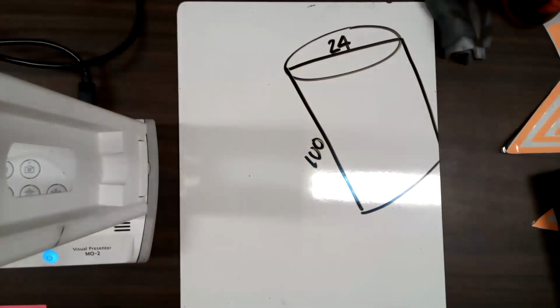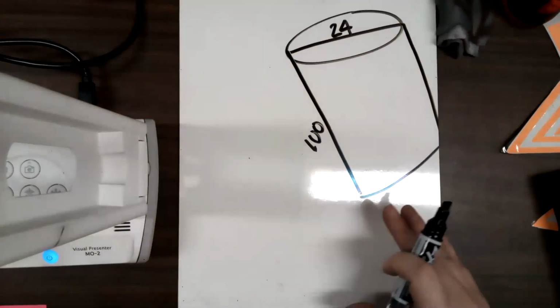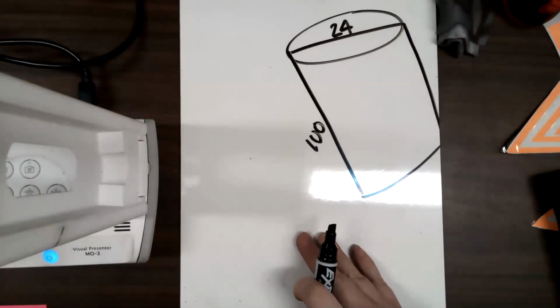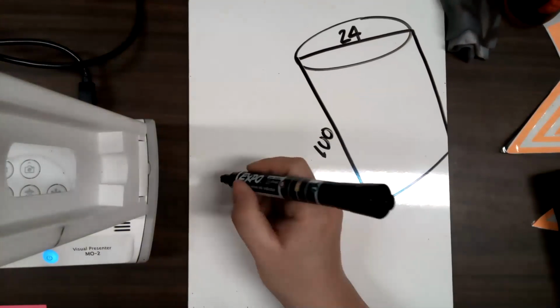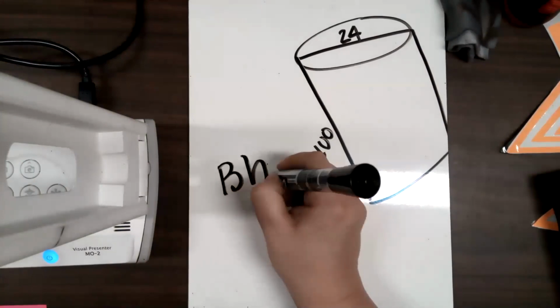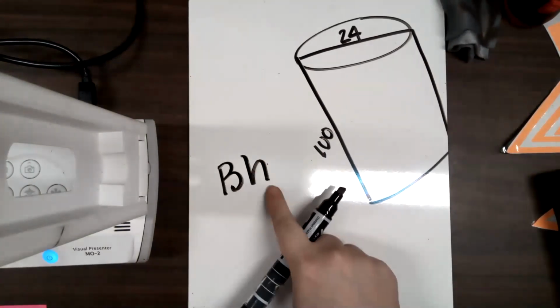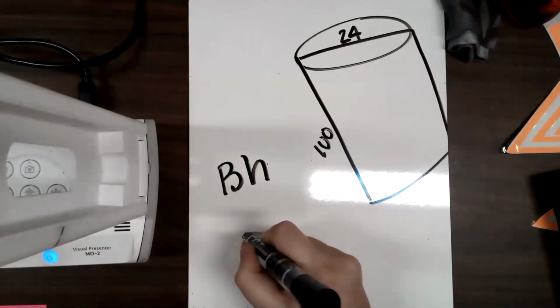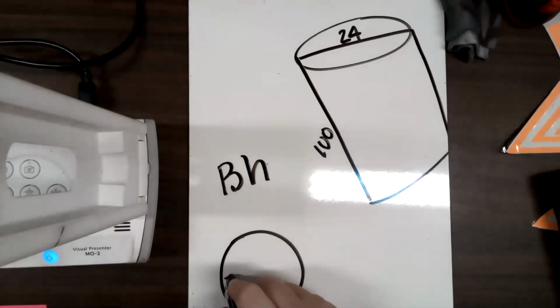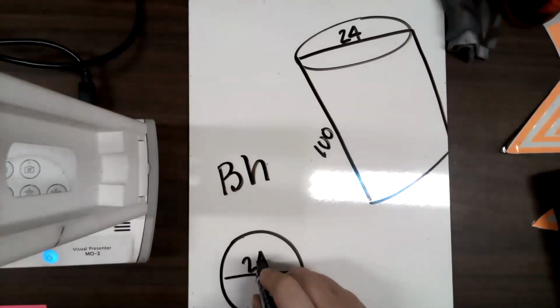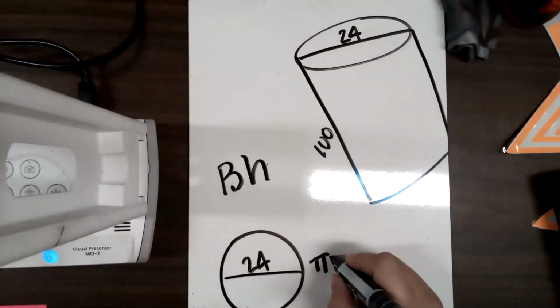All right, I was having some camera issues, but we're good here. Sorry, my picture is not the prettiest, but we'll survive. So my formula is big B times H, which is area of the base times height. And our big B stands for area of the base. So here is my circle, pi r squared.